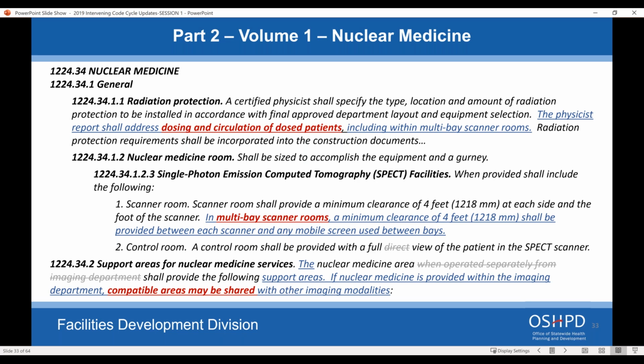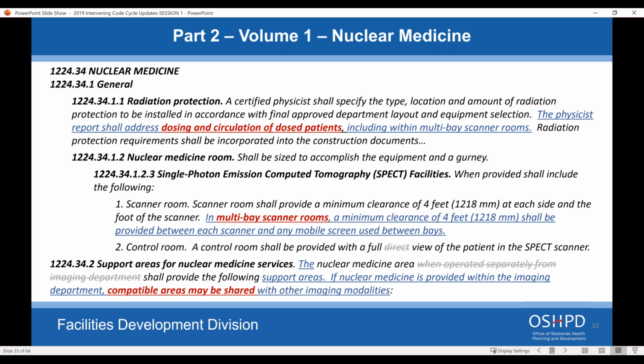For Nuke Med, we receive a lot of AMC (alternate methods of compliance) requests to remove the dosing and the holding areas for patients because they're stating that they're not giving these patients any radioactive type doses, that there's no need for them to be secured or monitored from other patients. So we're adding an allowance here that the physicist report shall address any dosing or circulation of dosed patients in the nuclear med department, and that will better allow for the elimination of the holding and dosing areas in these rooms.